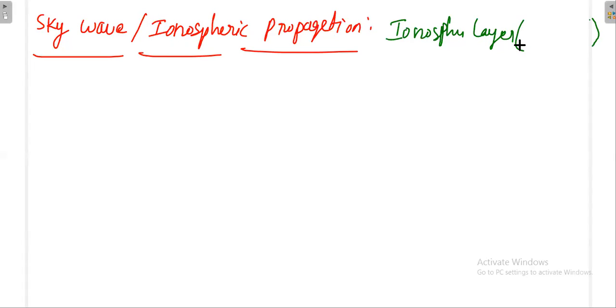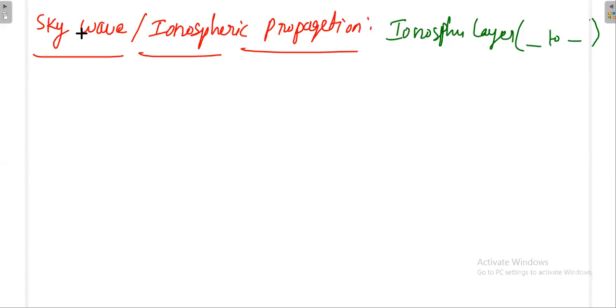Now I do not know exactly at what point it starts, but please try to find out the range of the ionospheric layer. Where it is starting, where it is ending. Please fill up your notes with that. From the earth surface, what is the lower layer height, and what is the upper layer height? Please try to find out. And again, it consists of many layers: D, E, F1, F2.